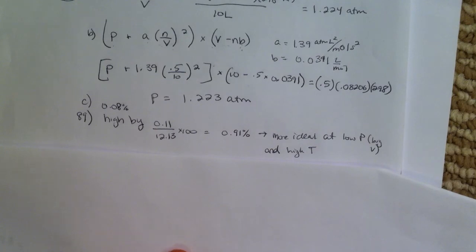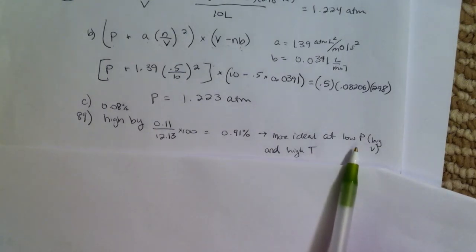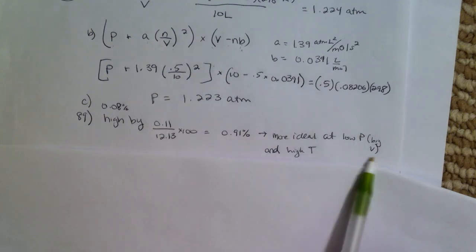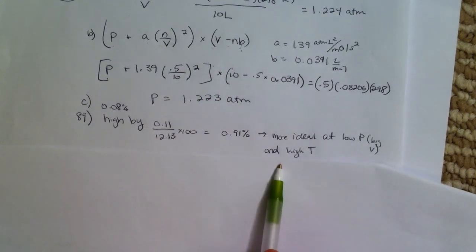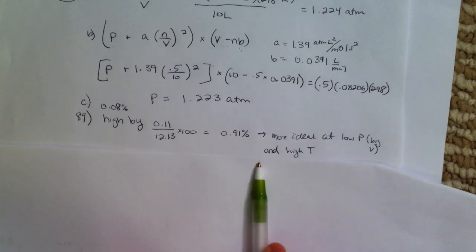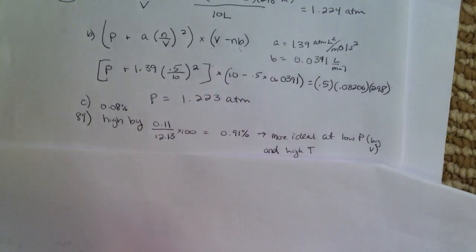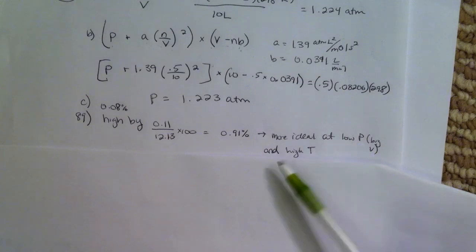And so what we see is that gases are more ideal at lower pressures, like in this problem, because we have a big volume, and they're also more ideal at high temperatures. In these two problems, the temperatures were the same, but those are the two conditions which allow a gas to behave more ideally.